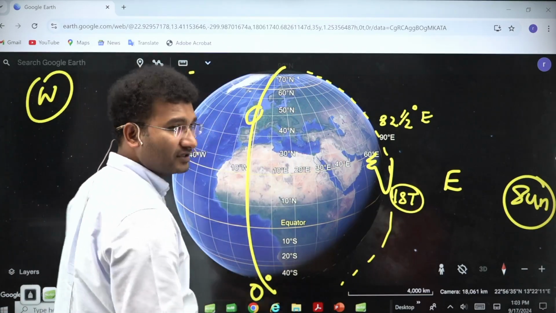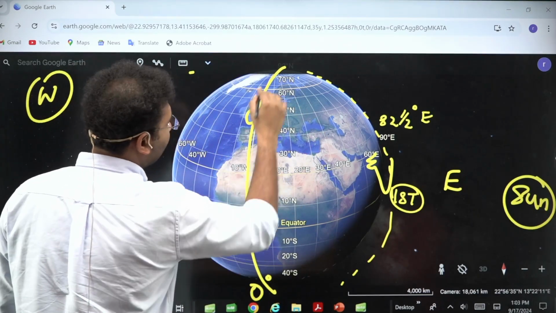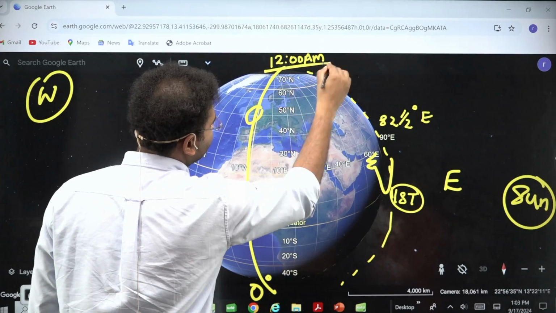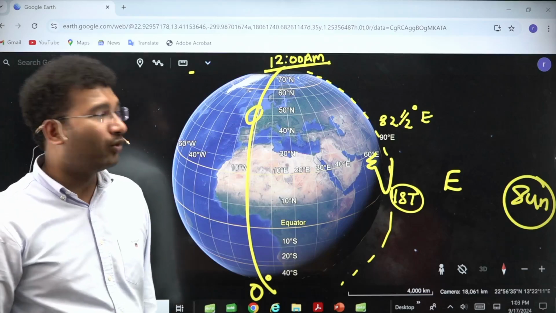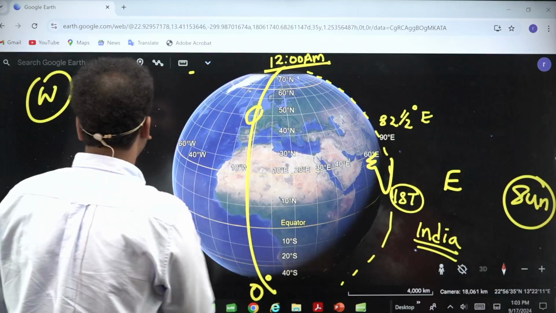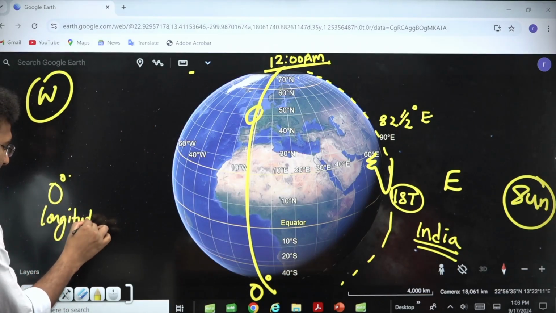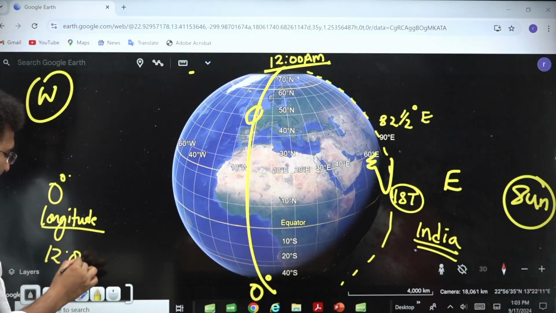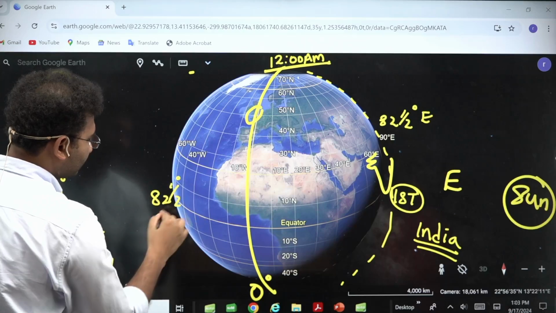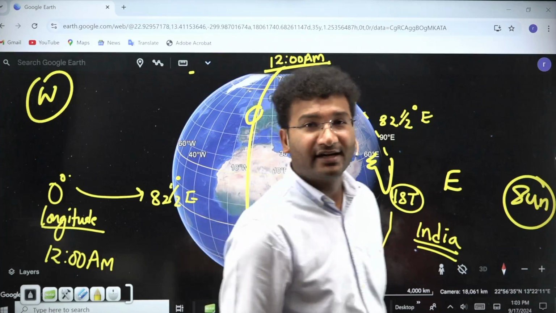Now, suppose the time is 12 here, here time is 12 AM. Okay? What is the time in India? Here at 0 degrees longitude, the time is 12 AM. What is the time at 82.5 degrees east? Okay, I'm talking about east. You calculate and tell me.